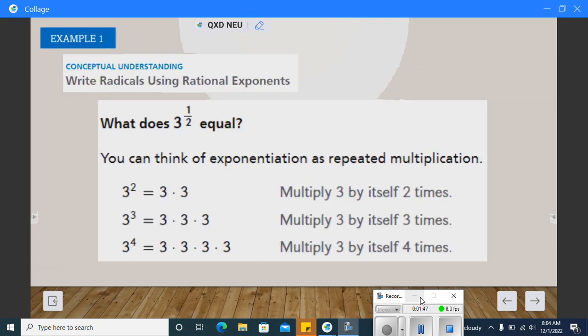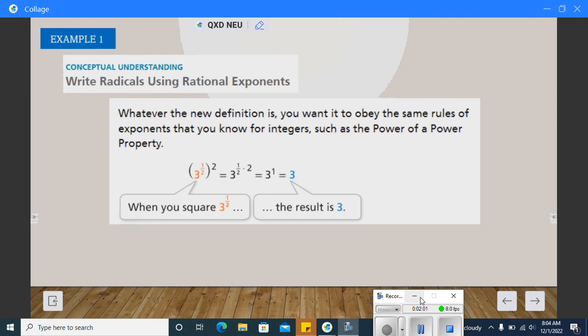So we have talked about this already. So write radicals using rational exponents. So what does 3 to the power of 1/2 equal to? So you can think of exponentiation as repeated multiplication. We have already this one. So also this one. So here's the power.